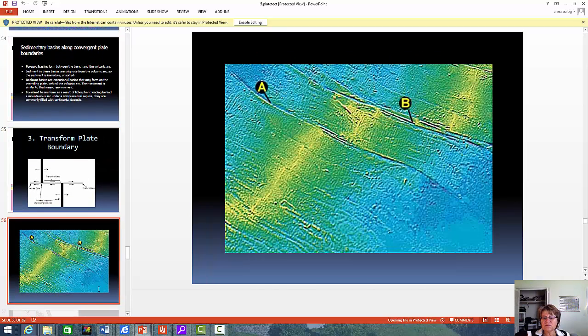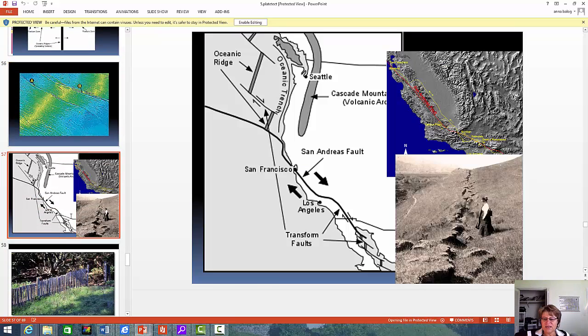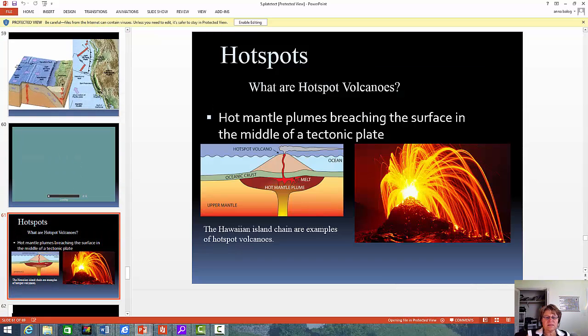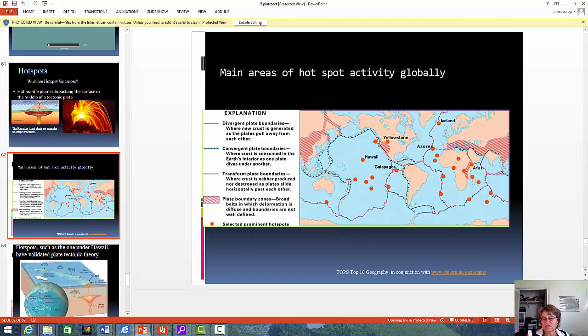Transform plate boundaries, San Andreas fault, and the hotspots, of course. Hotspots is important. Why? And remember, underneath of Yellowstone there is a hotspot, but it has to burn through the continent, so therefore it's going to be extremely felsic and explosive. This shows you all the hotspots.